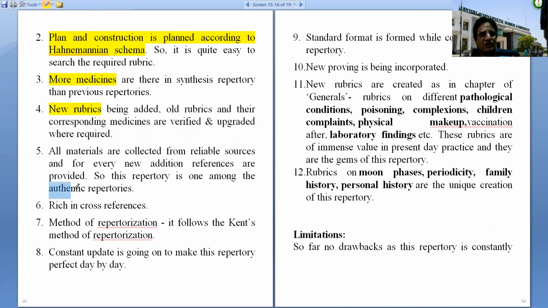So it is one of the authentic repertories. It is rich in cross references. It will lead you to the rubric exactly which you want for your case. The method of repertorization follows Kent's method.